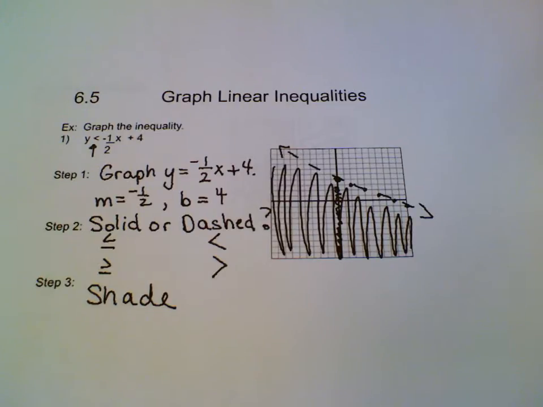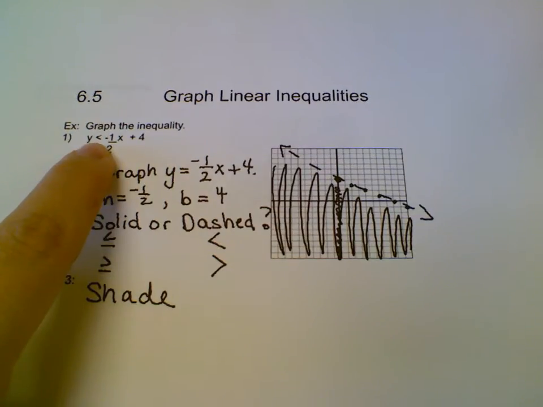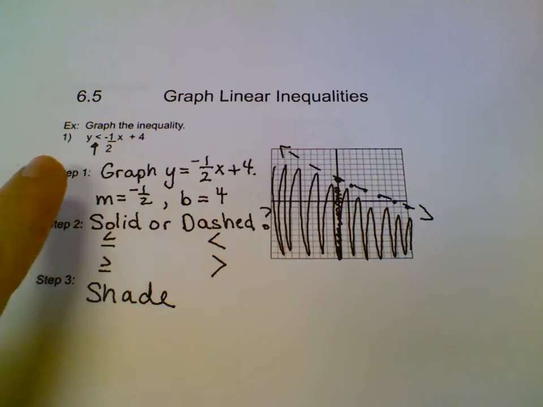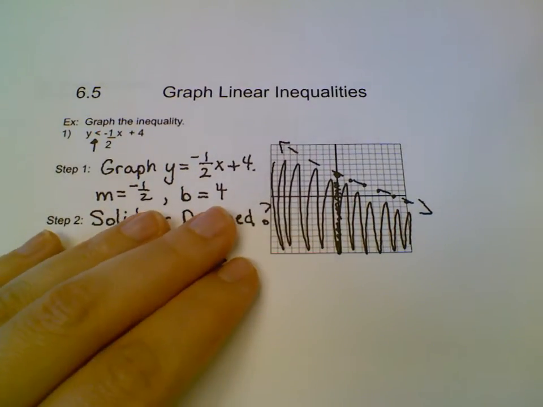Section 6.5 is where you're going to graph linear inequalities. So we've already done some graphing before, so now we're going to put an inequality symbol in there, and there's your inequality symbol, the less than, greater than, etc. So I'm going to break it down into steps on this first problem. Step 1 is we're just going to graph the line.